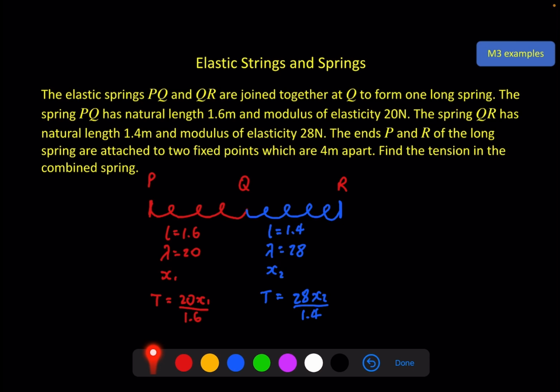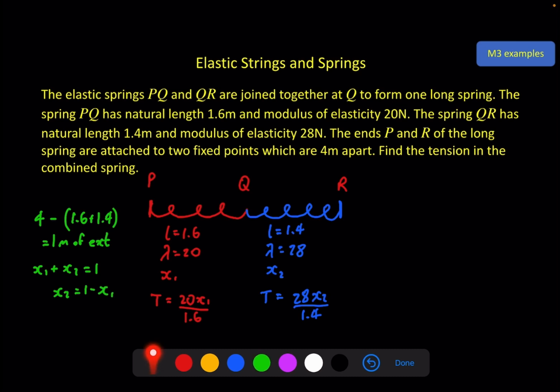And you might think, well, that's not very helpful because we still have two things we don't know, but we have another relationship between x1 and x2, and that is that the total extension is 1 meter. If I make that clear on the side, we've got 4 meters between P and R, minus the natural length of PQ, which is 1.6, plus the natural length of QR, 1.4, equals 1 meter of extension. Another way of writing that, x1 plus x2 is equal to 1, so x2 is equal to 1 minus x1.